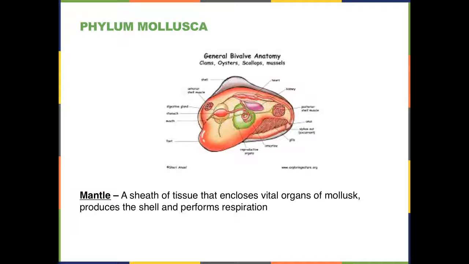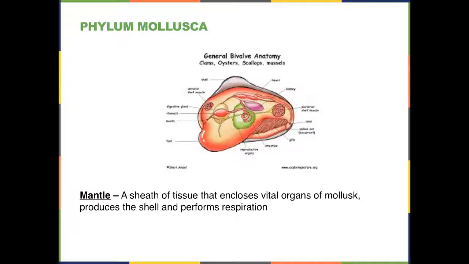First of all, the animals in this group have what's known as a mantle. A mantle is a sheath of tissue that encloses the vital organs of the mollusk. It also produces the shell and is responsible for respiration. So it is a very important part of the animal.